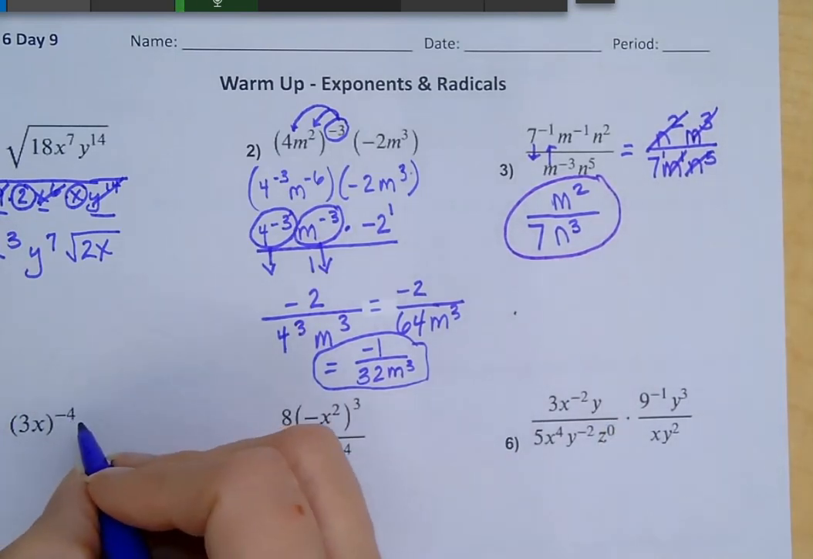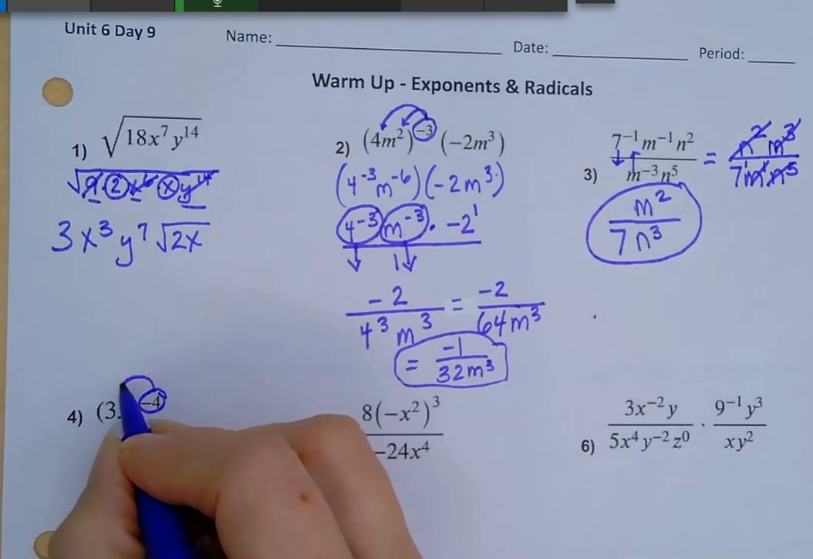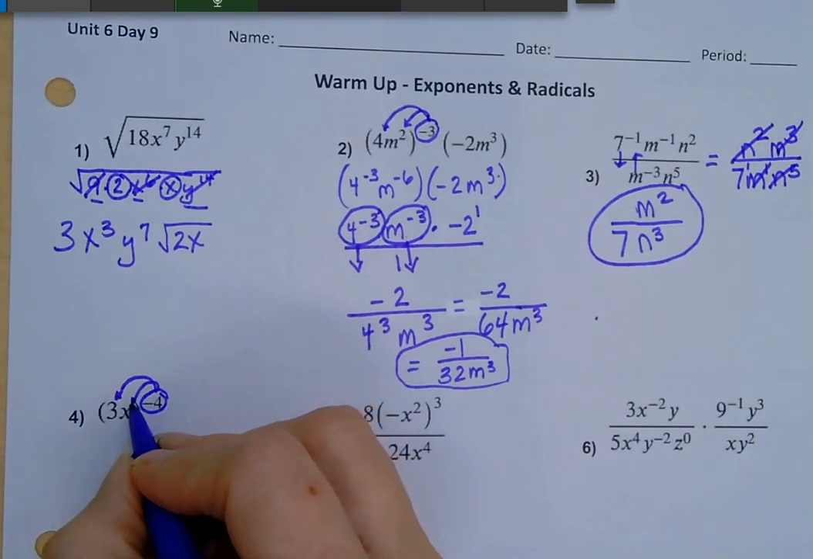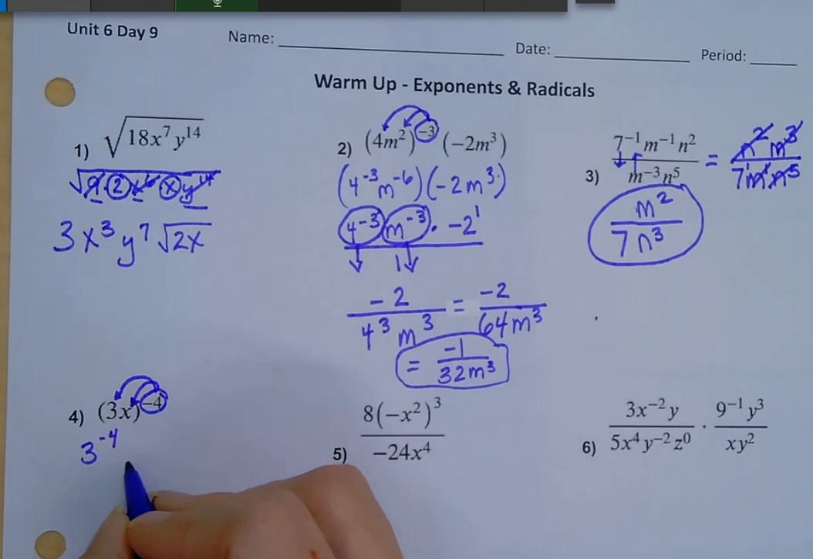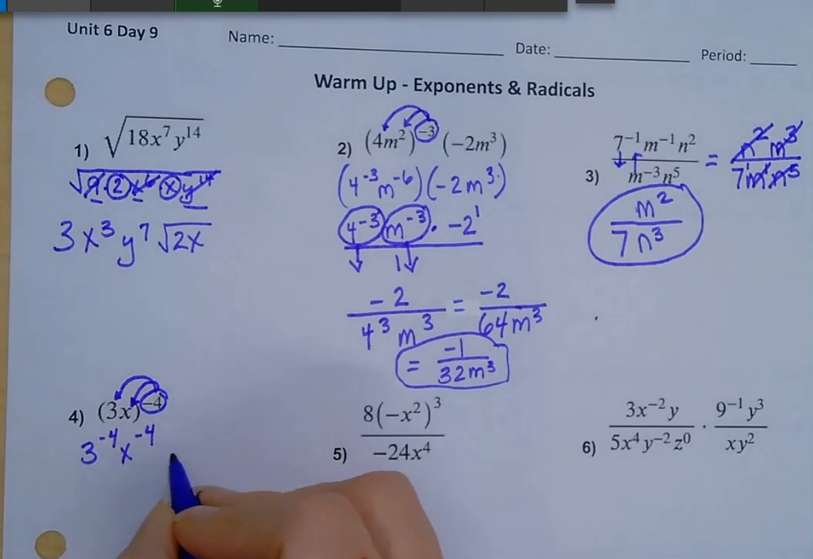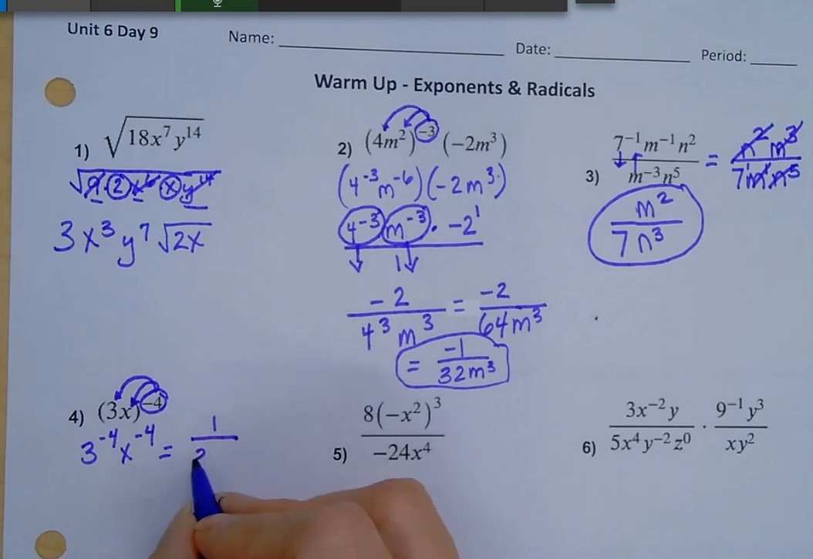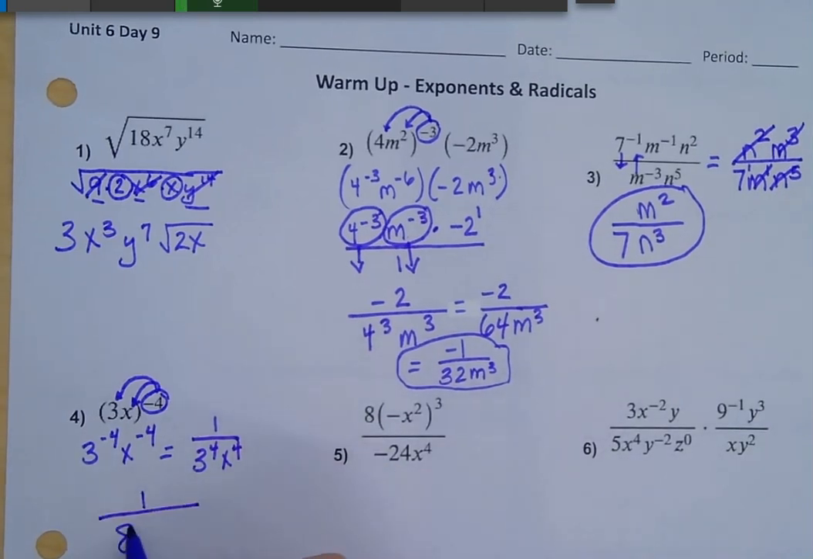And here, I just always have to remember I'm distributing to everything inside the parentheses. So 3 has a positive 1 exponent, right? I don't want to miss it. And also x has a positive 1 exponent. So I now have 3 to the negative 4, x to the negative 4. And of course I want to write that with positive exponents, so it's going to be 1 over 3 to the 4th, x to the 4th. 3 times 3 is 9, times 3 is 27, times 3 again is 81. So that's going to be 1 over 81, x to the 4th.